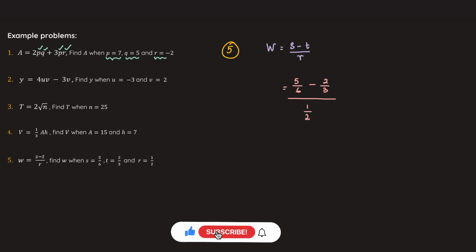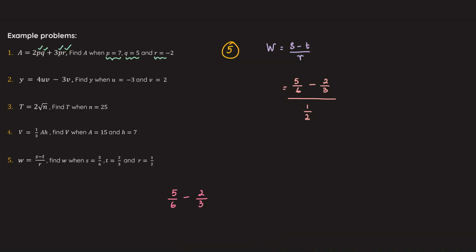Let's deal with the numerator first. 5 over 6 take away 2 over 3. We cannot subtract fractions with different denominators, so we have to come to a common denominator, and we know the common denominator is 6. So we'll keep this as 6, and I'm going to convert the second fraction also to a denominator of 6. In order to convert the second fraction to a denominator of 6, I had to multiply this 3 by 2. If I multiply the denominator by 2, I also have to multiply the numerator by 2. Only then is it an equivalent fraction.